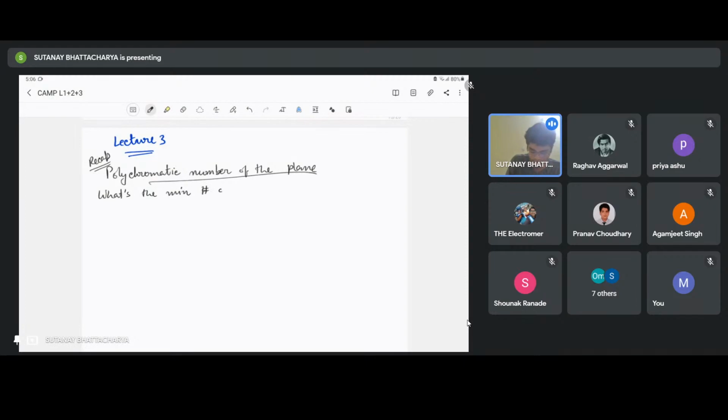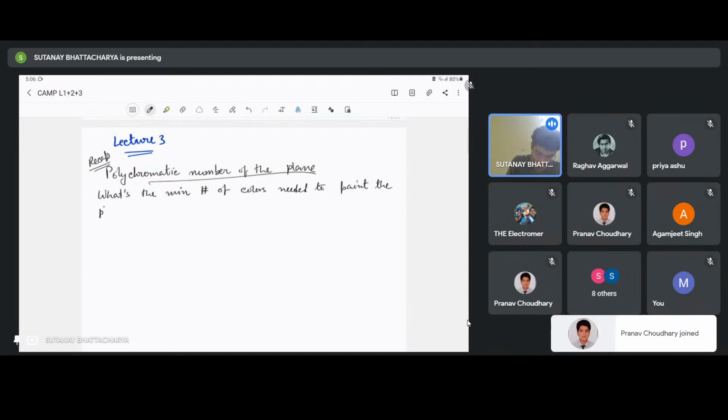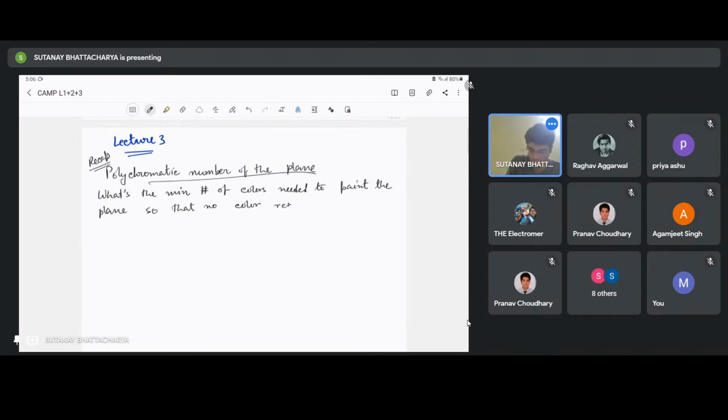What's the minimum number of colors needed to paint the plane so that no color realizes all positive distances? Realizes means obtains, right? So basically, when I say a color red realizes the distance 0.5, that means there are two red points whose distance is 0.5.